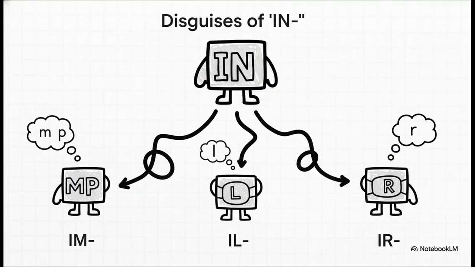Now here's a little pro tip for you. The prefix in is kind of like a chameleon. It changes a little to make words easier to say. Just remember this simple pattern. Before a word that starts with an M or a P, like possible, it becomes im, impossible. Before an L, it's il, illegal. And before an R, you guessed it, it's ir, irregular. It's all about making the word flow better when you say it.